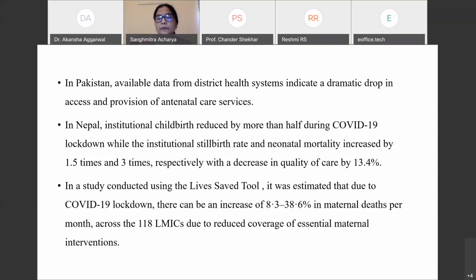There was another study conducted using a tool known as the LiST tool. In that, they estimated that because of the lockdown, there can be an increase in maternal deaths per month by 8 to 38% across 118 low and middle income countries.